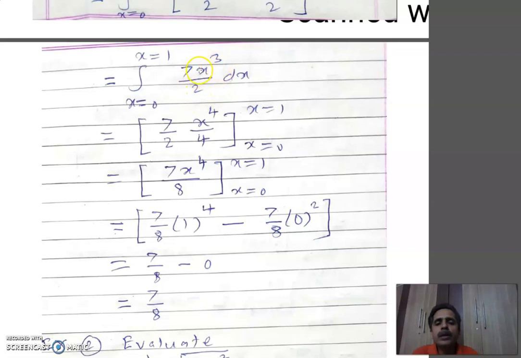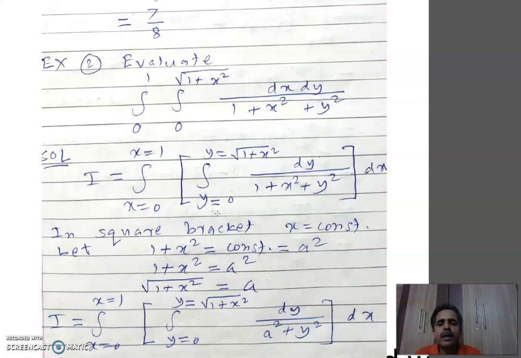and integration of x cube became x raised to 4 by 4 with limit x is 0 to x is 1. Again you can simplify further, then you put x is 1 in this square bracket, then you put x is 0 in the same square bracket, and between them we have minus sign. In this way we can get the answer. Let's go to the second example.